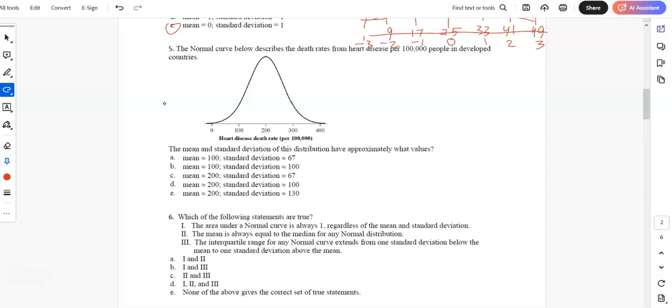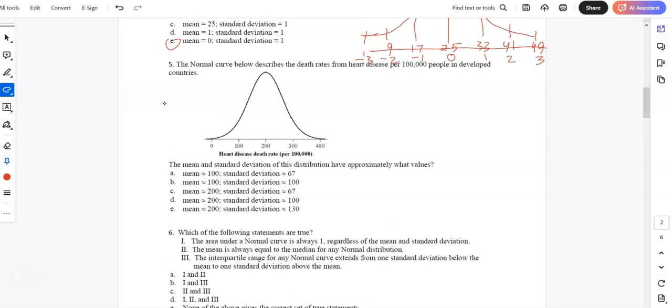The normal curve describes the death rates from heart disease per 100,000 people in developed countries. The mean and standard deviation have approximately what values? So the mean is definitely 200, approximately. So it's one of these guys. Those are gone. So we know between the mean and the last number there, where the data pretty much ends, it's going to be 3 standard deviations. So between 200 and 400 is 3 standard deviations.